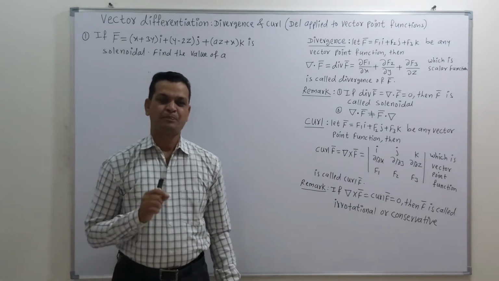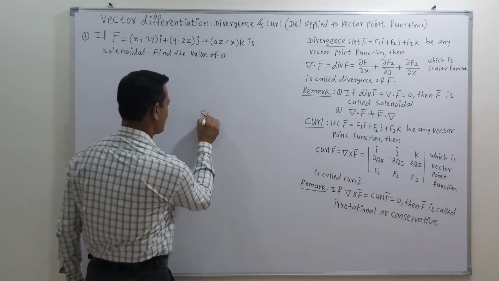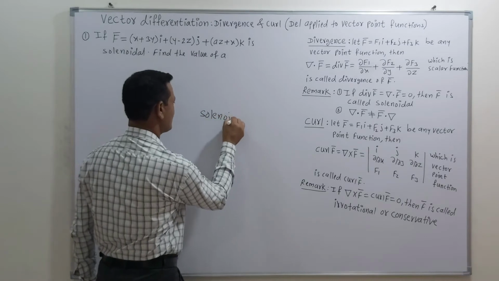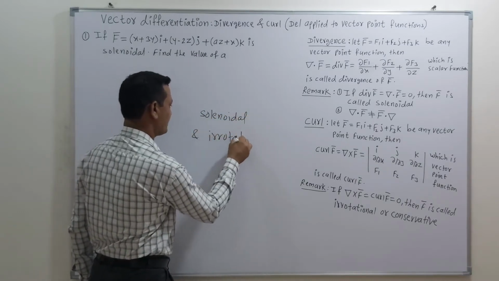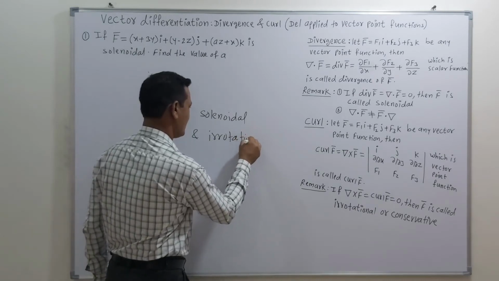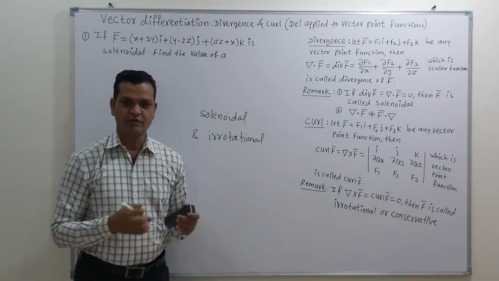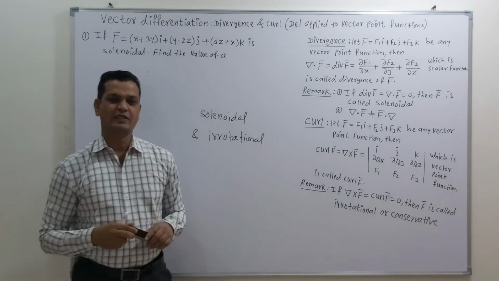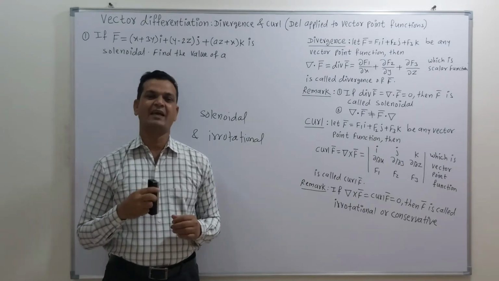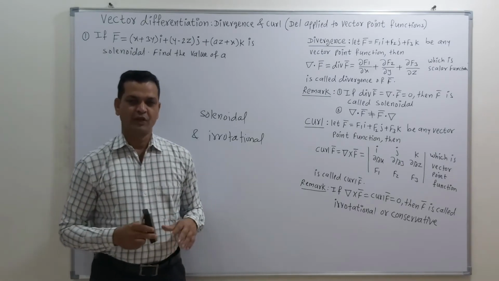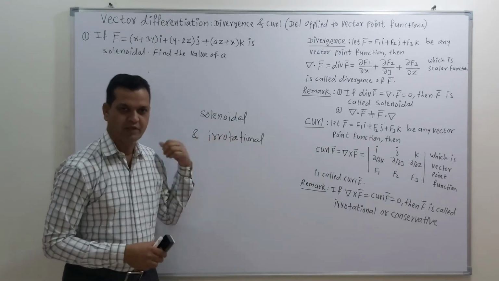Friends, in this video lecture we are going to learn the concept which is called solenoidal and irrotational. This irrotational is also called conservative. In our previous video lecture we already learned how to find the value of divergence and curl of a vector field. Now in this video lecture we are going to concentrate on these two important concepts.